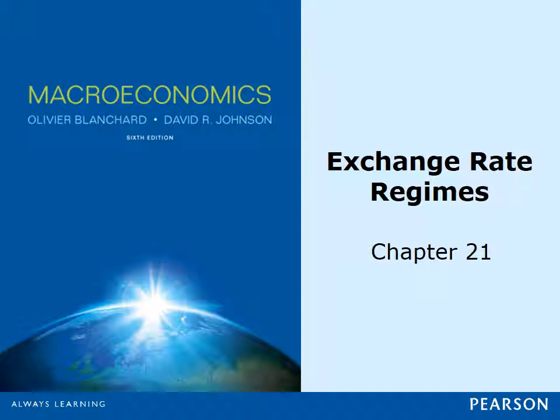Chapter 21 Exchange Rate Regimes. In July 1944, representatives of 44 countries met in Bretton Woods, New Hampshire to design a new international monetary and exchange rate system. The system they adopted was based on fixed exchange rates, with all member countries other than the US fixing the price of their currency in terms of dollars.